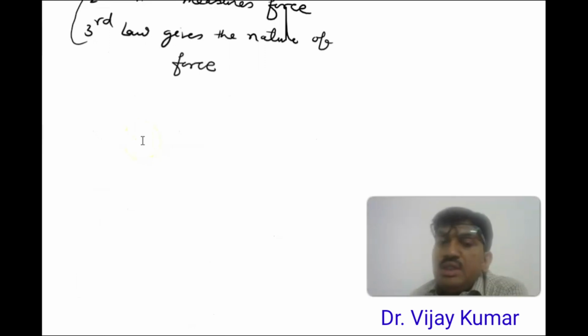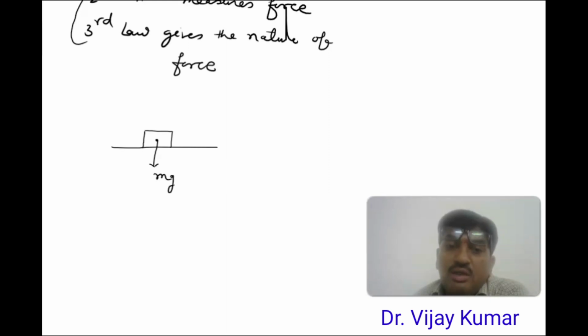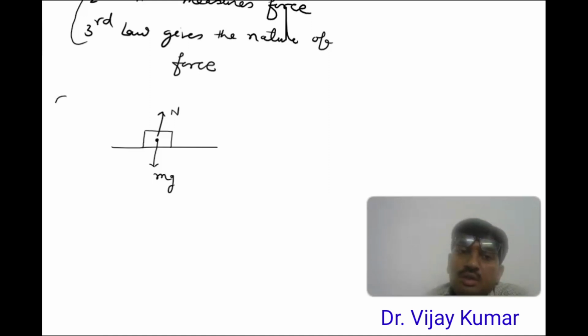So we can see the example. Suppose this is the ground and a block of mass m is kept on the ground. Due to mass, weight is acting in the downward direction from the center of mass of the body, and a normal force will act in the upward direction, opposite to the weight. This is the case when a mass m is kept on the ground and it is not moving. This is case number 1.